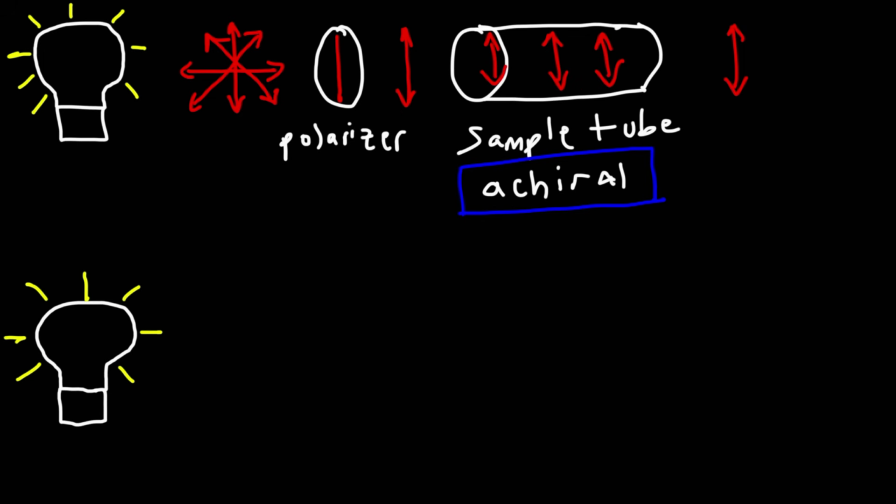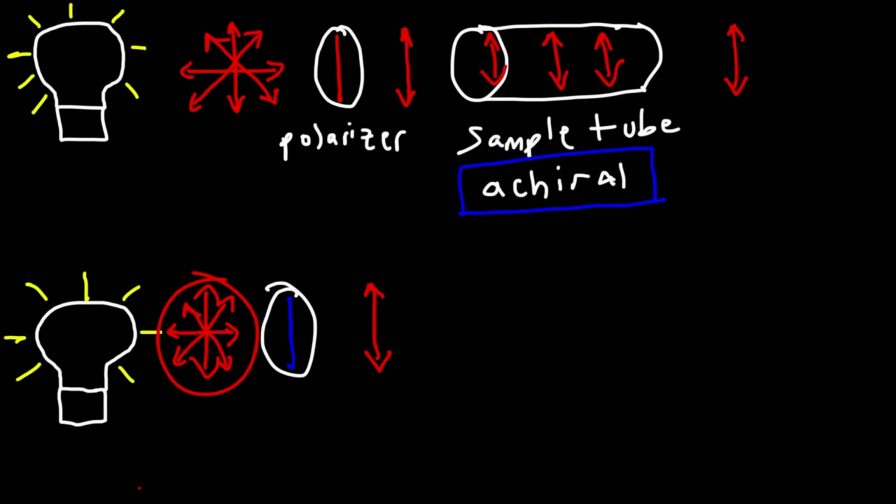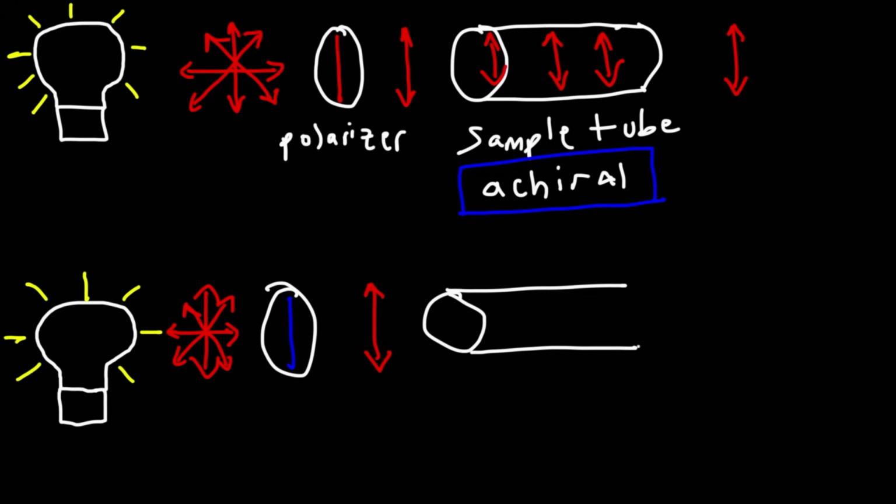Now let's see what happens if we put a chiral molecule in the sample tube. We're going to follow the same process. We're going to take light traveling in all directions and pass it through a polarizer. We're going to obtain plane polarized light. We filter out all of the unwanted light traveling in different directions, but the light that is in line with the polarizer comes through. Now, just like before, we're going to pass it through a sample tube.